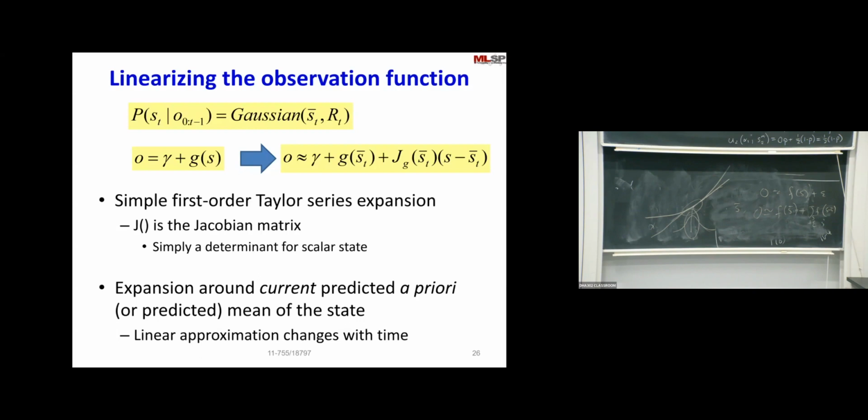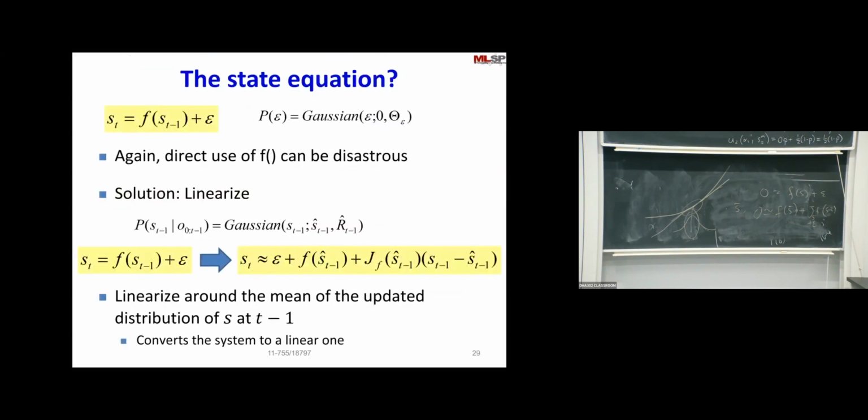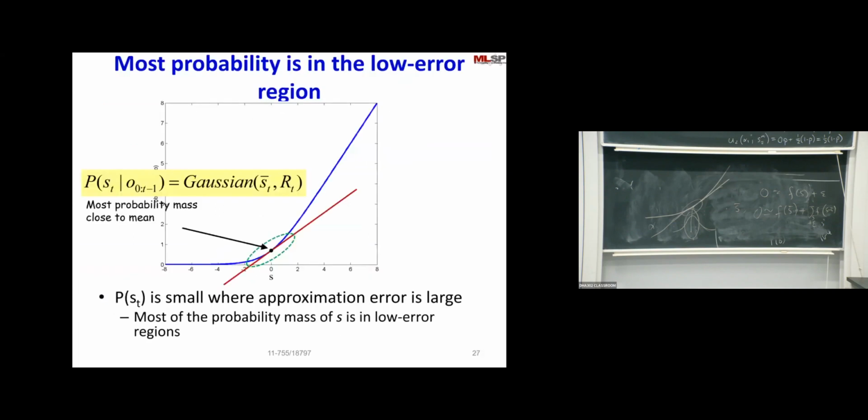Right. Okay. You are making the expansion around the current predicted a priori mean of the state, the mode actually, right? And typically, if you're making Gaussian assumptions for gamma, then we will find that the distribution stays Gaussian all along, right? And so the probability of S is small where the approximation error is going to be large, and where the approximation error is small, the probability is large. So this works out. So this was for the observation equation.